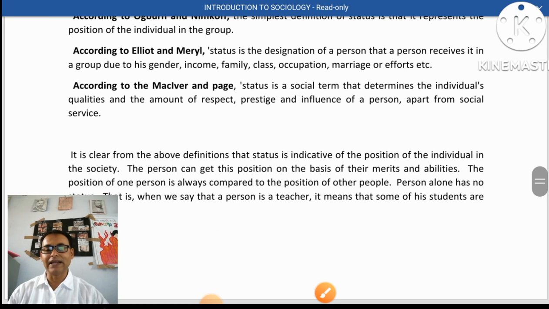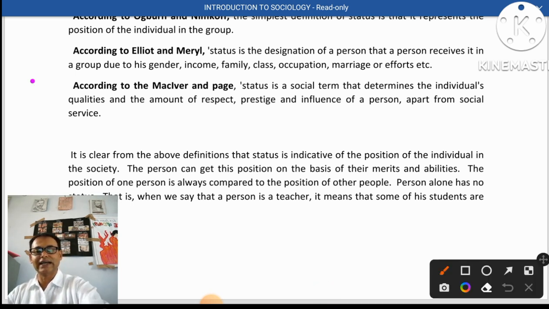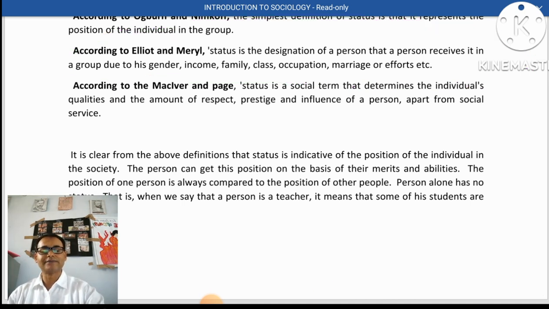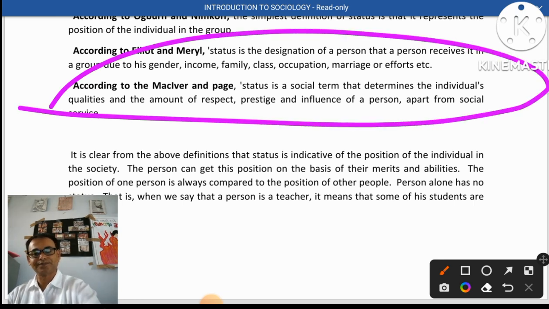Eliot and Merrill said that status is the designation a person receives in a group due to gender, income, family, and occupation. MacIver and Page, very eminent scholars in sociology, said a status is a social term that determines an individual's qualities and the amount of respect, prestige, and influence of a person apart from social services.